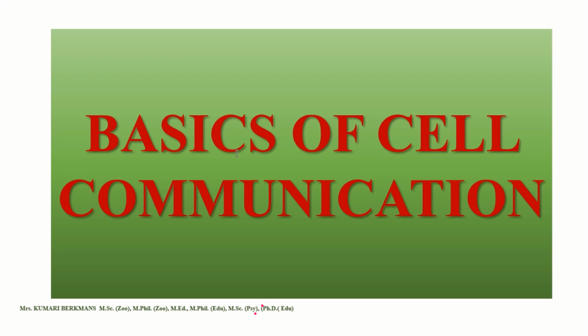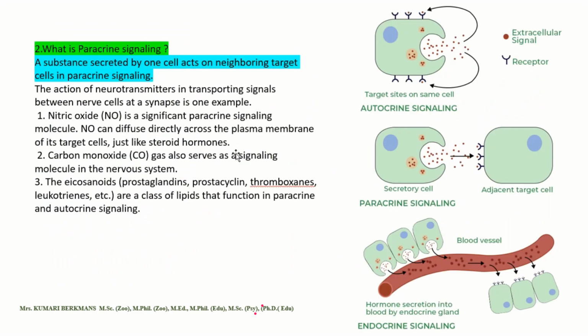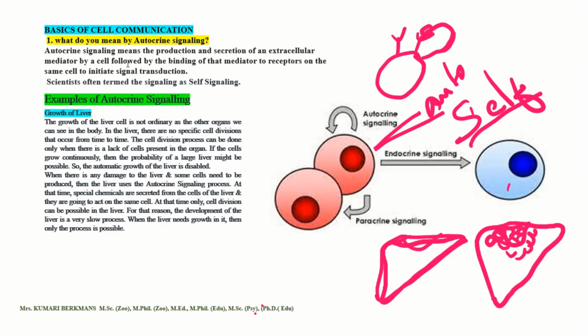This class is about basics of cell communication. Let us see the first one, autocrine signaling. What is autocrine signaling? See, this is a cell releasing an extracellular mediator that binds on the receptor site of the same cell. So it is called autocrine signaling or self signaling.